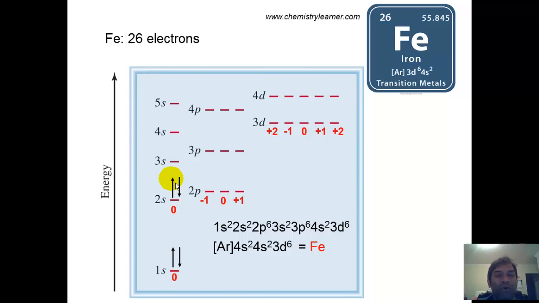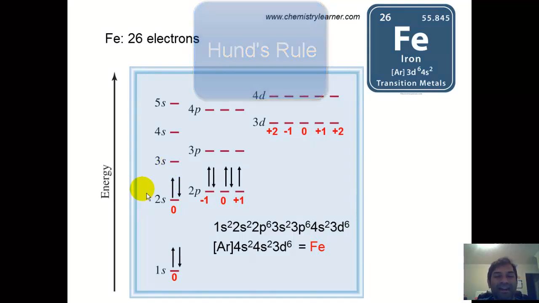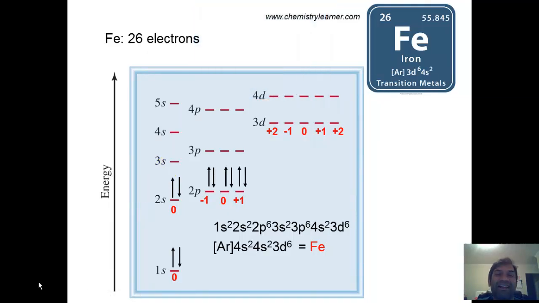Now the 2p orbital, this is called Hund's rule. In Hund's rule, they go spin up, spin up, spin up, all right? And then, instead of going to the 3s orbital, they go spin down, spin down, spin down. That's 10 electrons. So now from 2p, we go to 3s. Here's electron 11, electron 12, and electron 13, 14, 15. Okay, now we're going to go spin down.